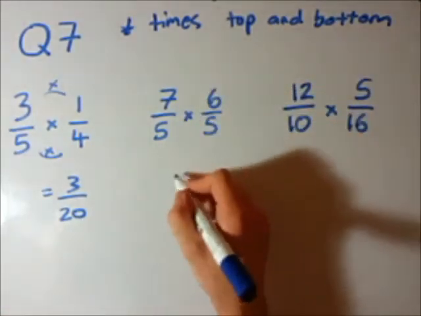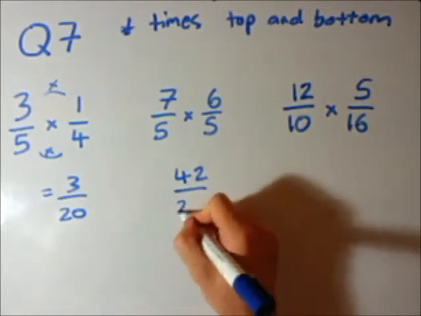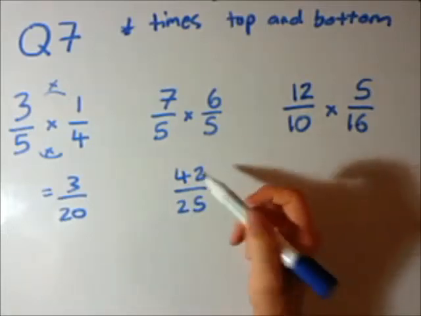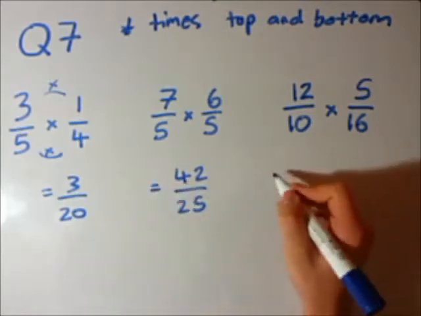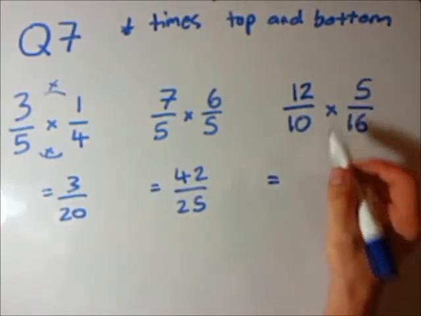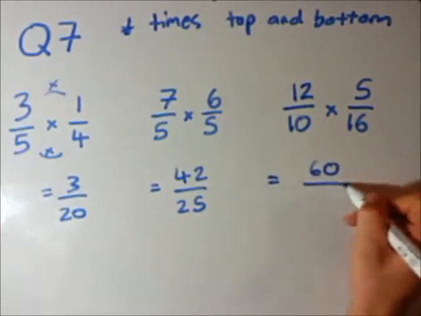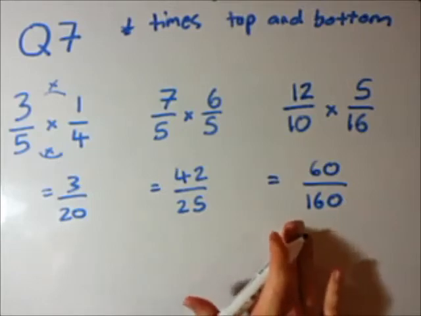6 times 7, 42, over 5 times 5 is 25. Now, is that in simplest form? Well, 3 doesn't... No, I think we're good there. That's in simplest form. Let's have a look at the last one here. You've got 12 times 5 is 60, over 10 times 16 is 160. Now, this one isn't in simplest form.